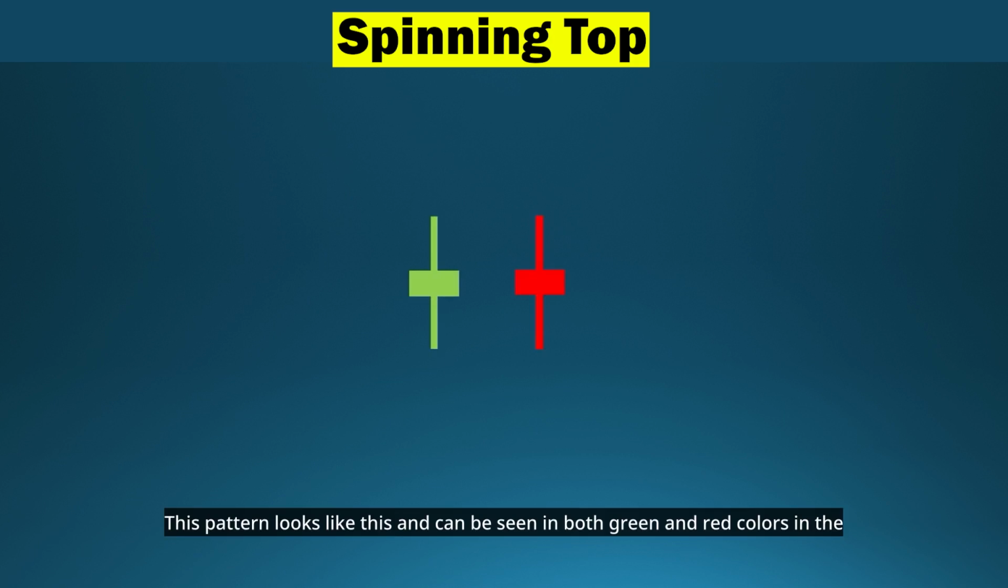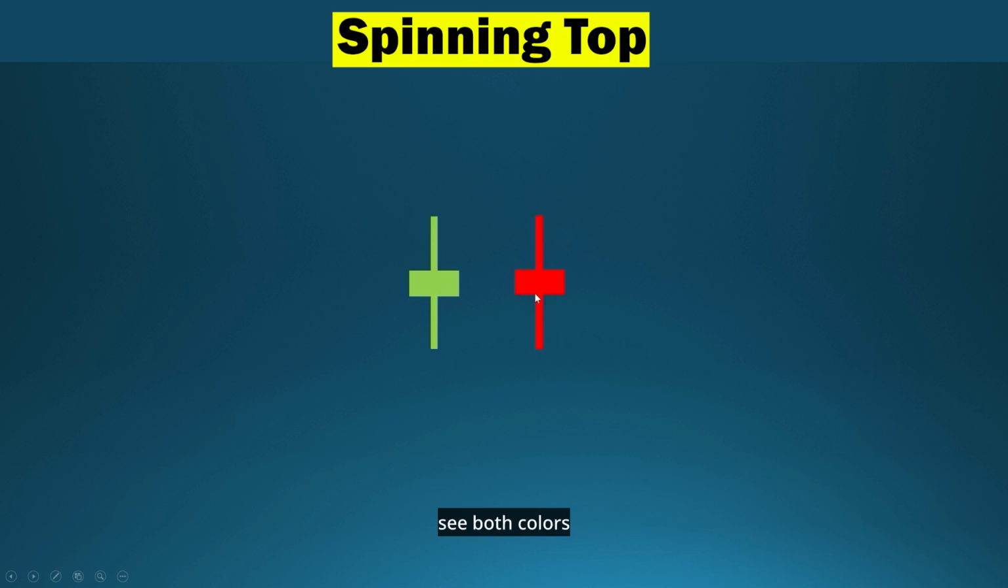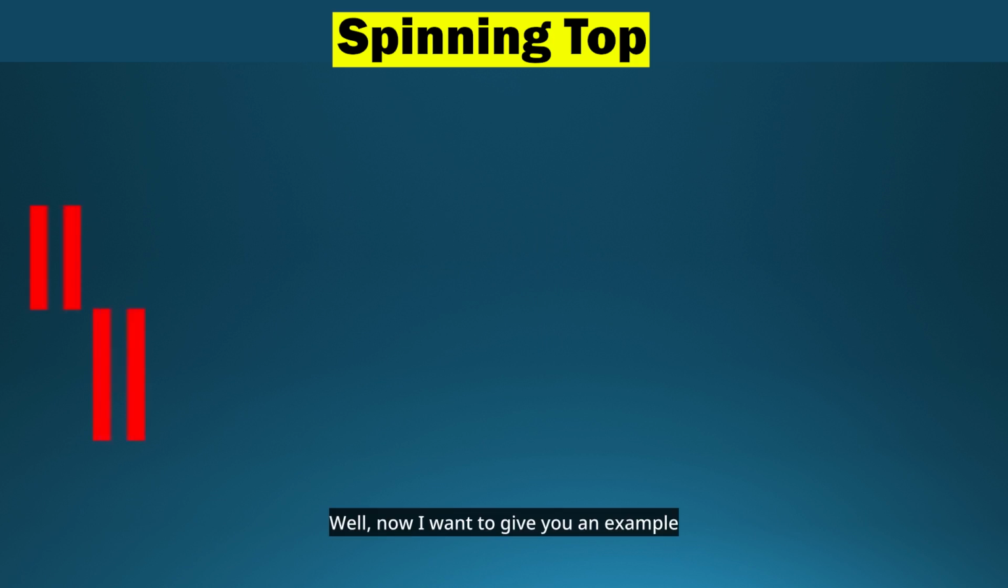This pattern looks like this and can be seen in both green and red colors in the chart. This is a candlestick with a weak and small body and a relatively long upper and lower shadow, where both shadows are the same size. And here you can see both colors. Well, now I want to give you an example.